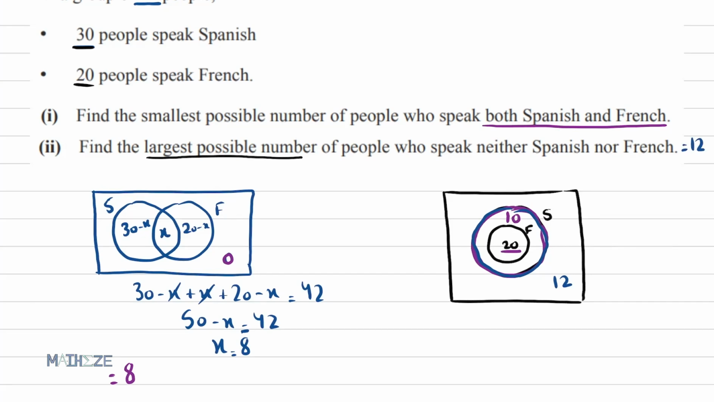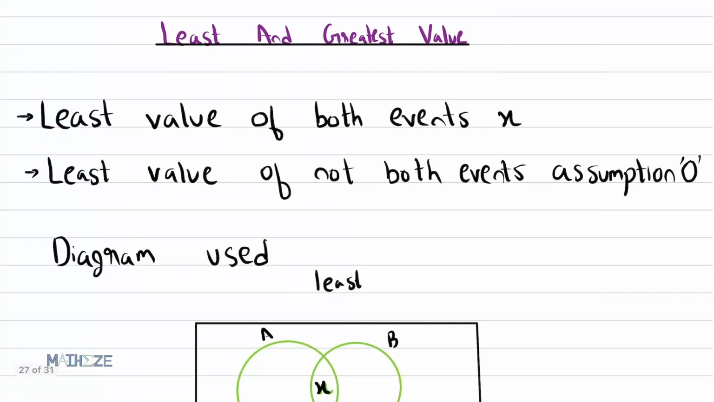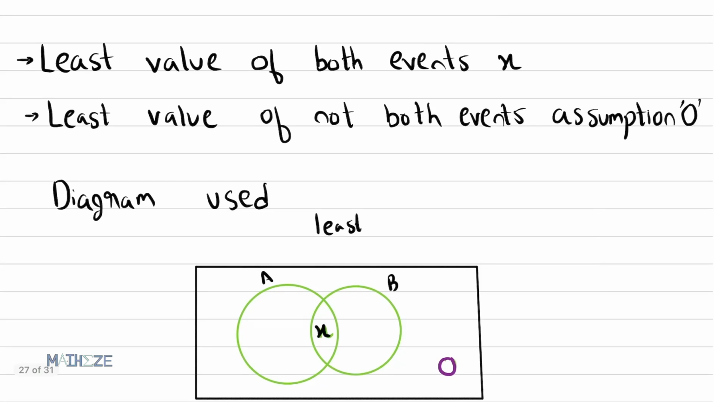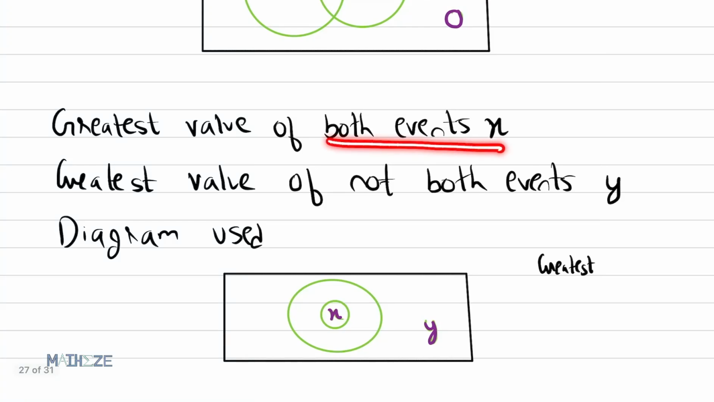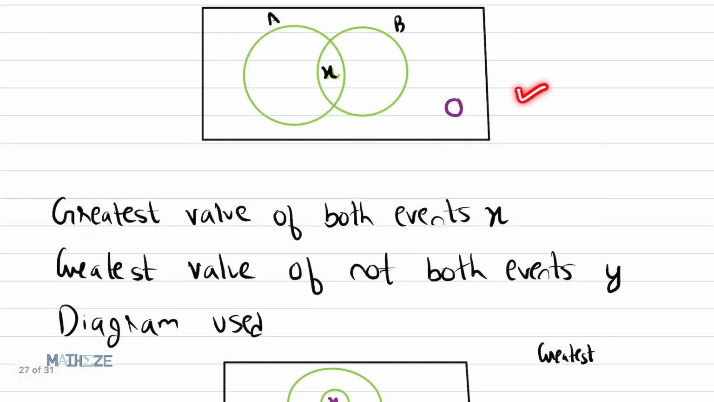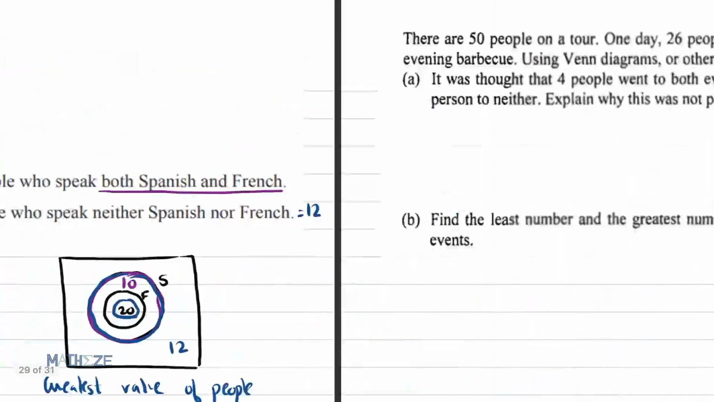So my answer will be 12. But if the question asks you the greatest value of people speaking French and Spanish, speaking both, my answer will be this value, that's 20. So whenever the question involves least value of both events, not both events, or greatest value of both events, not both events, it's just about these two diagrams. Do you get this? Let's do one more example.